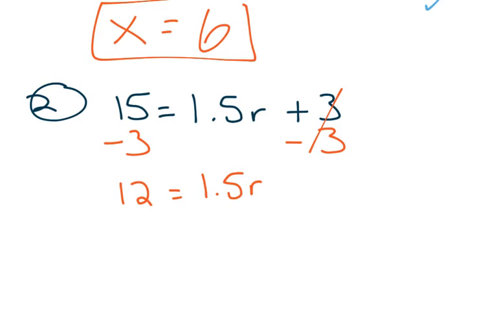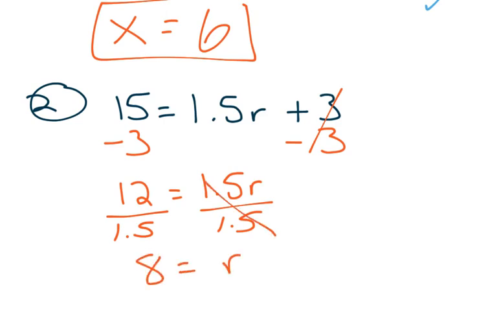Last thing we need to do is divide by 1.5 on both sides. 12 divided by 1.5, that is 8, equals, 1.5's cancel. We're left with r. If you want to leave it as 8 equals r, that's perfectly fine. If you want to rewrite it with the variable on the left, r equals 8, that is perfectly acceptable as well. All right, let's move on to something a little more difficult.